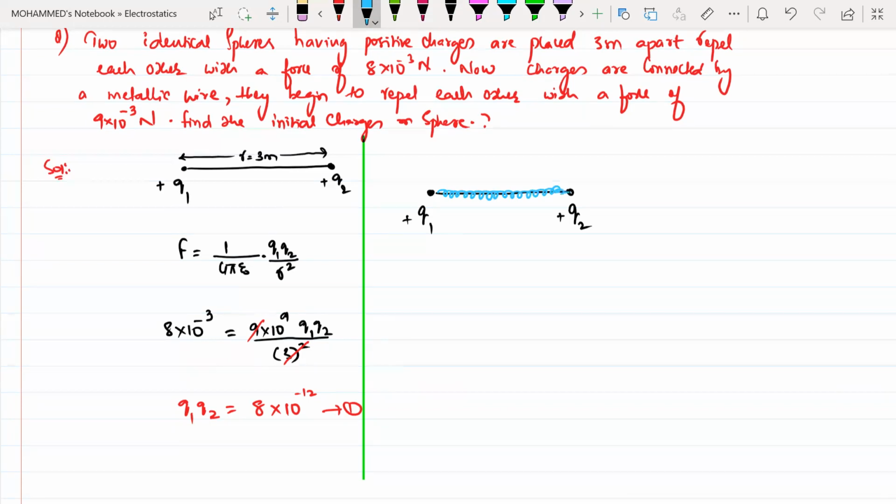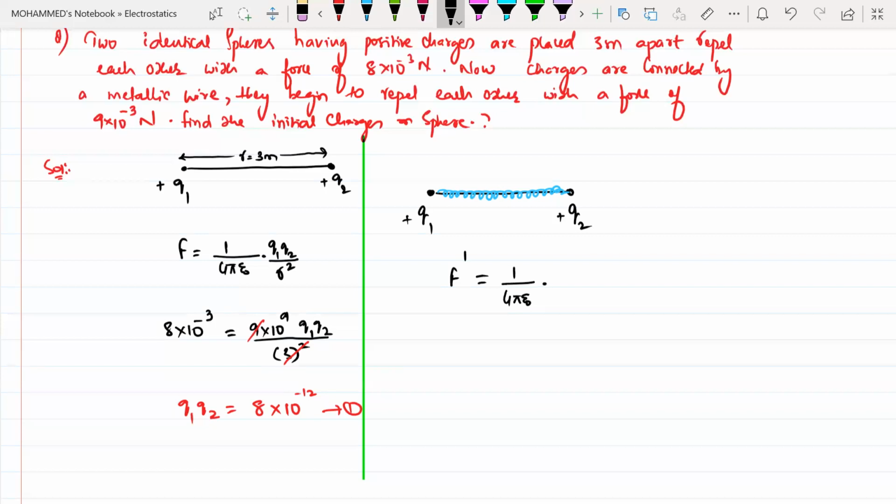The role of the conducting wire is that the moment you connect it by a conducting wire, there will be a flow of charges from higher potential to lower potential, or from higher charge to lower charge, till they reach equilibrium. At that time I can write the force between them as F dash, which is equal to 1 by 4 pi epsilon naught. Is it clear here? Yes, sir. Now what will be the charges on this one?